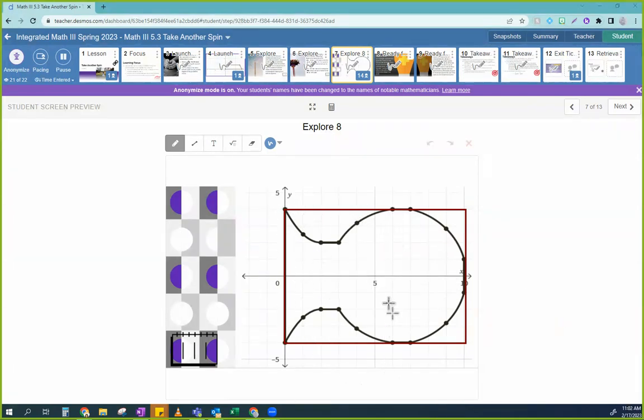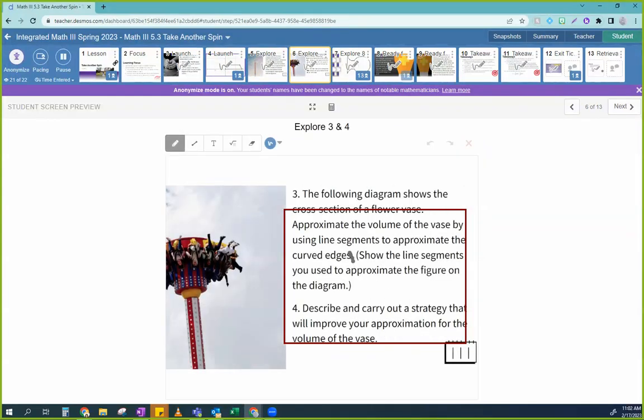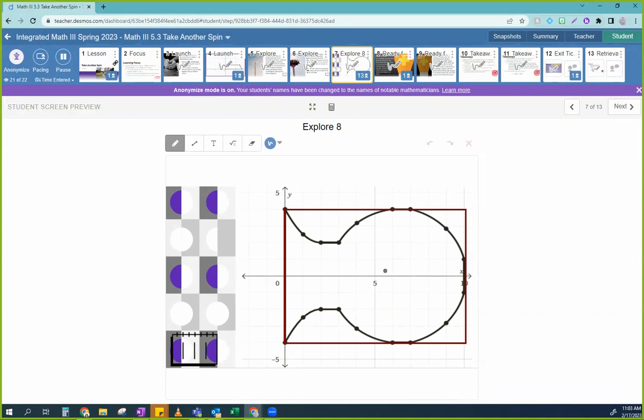And I'll say this is not okay because back here, they asked you to approximate the volume of the vase by using line segments to approximate the curved edges. So I'm not doing a good job of that. Unless you went in and then you started subtracting off this, we call it white space. This is called white space. Does that make sense? Okay. Is everybody okay with that?